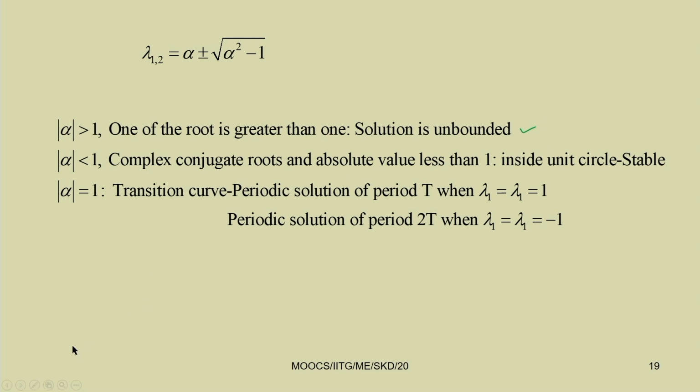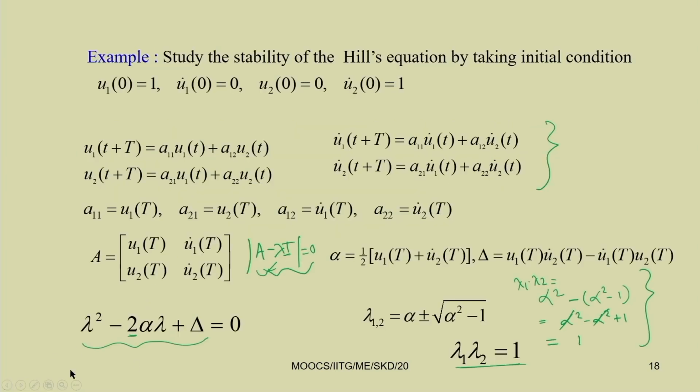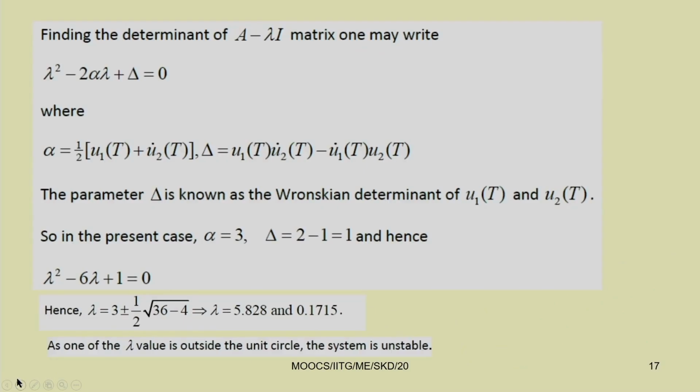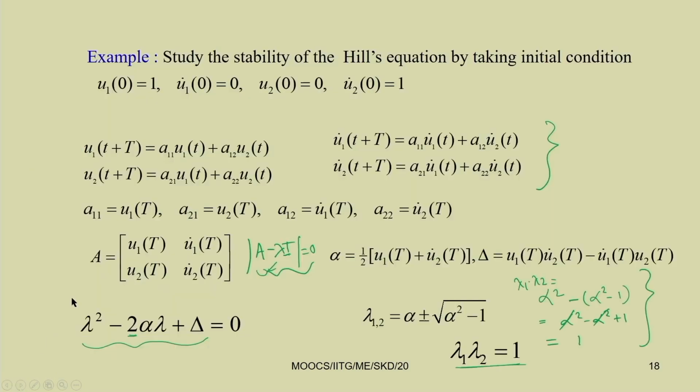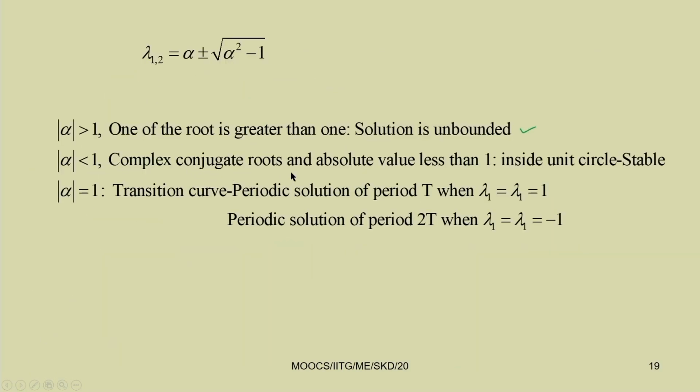Let us see if alpha is less than 1. If it is less than 1, then alpha square minus 1 is negative, so we have an imaginary term here. So we have a complex number, complex conjugate roots, but the absolute value is less than 1. So here the absolute value will be less than 1, so it will lie inside the unit circle.